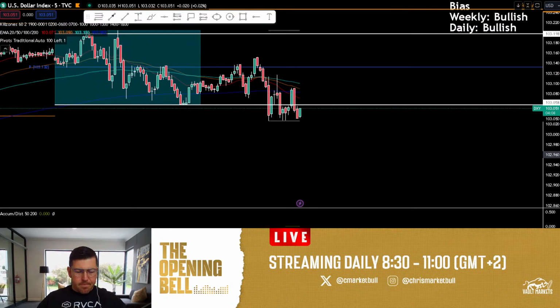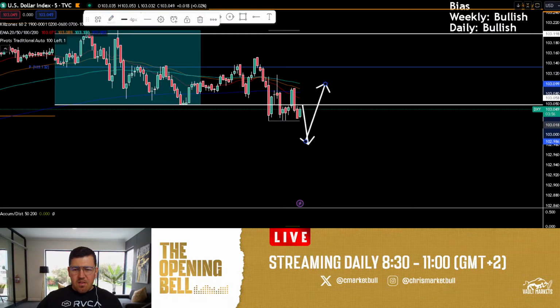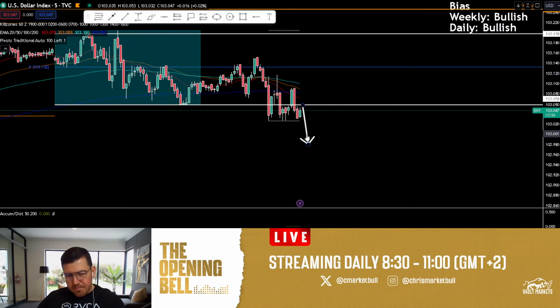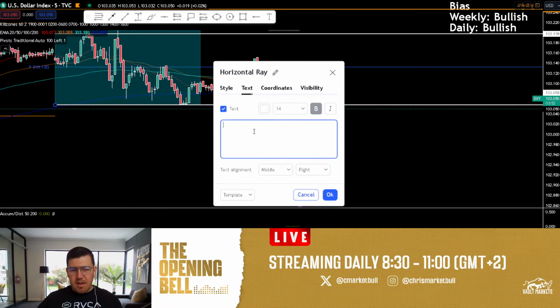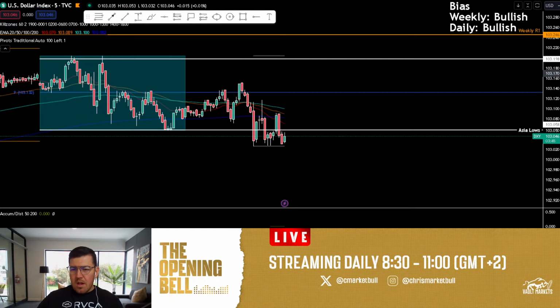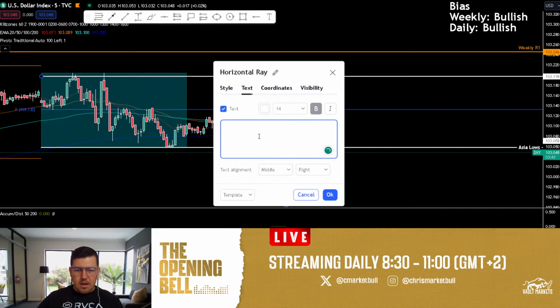5 minutes, let's see what the open does. I would like a nice spike to the downside and then closures back inside of the Asia range. And then from there we can frame the idea for the rest of our trades. So just going to mark out the Asia lows and Asia highs.